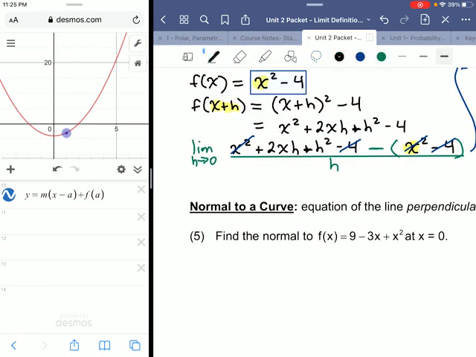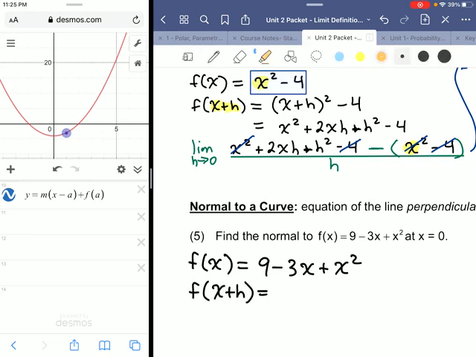So let's do f of x equals 9 minus 3x plus x squared, f of x plus h, replacing all of my x's with x plus h's.